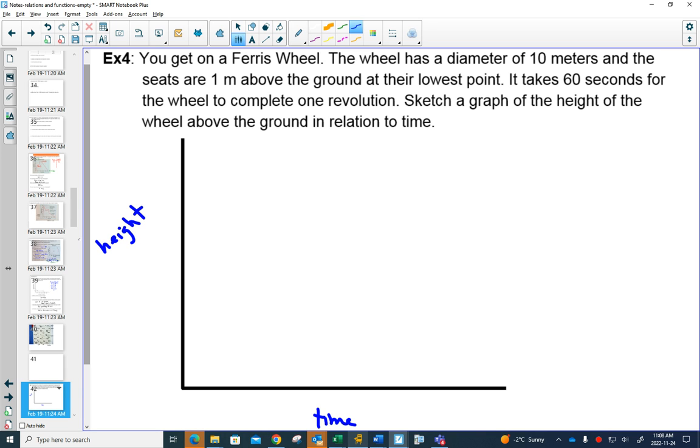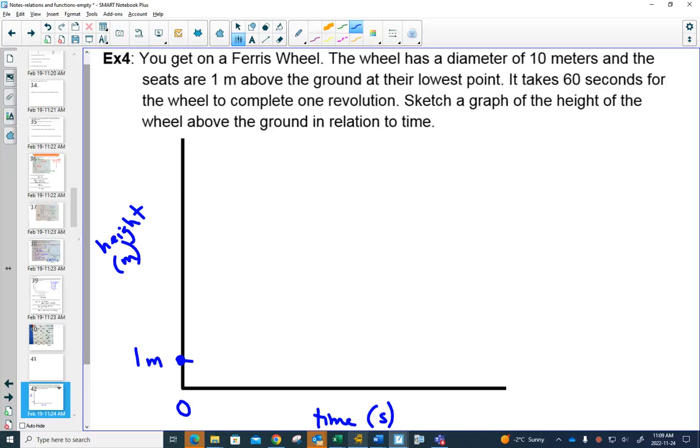We'll start at time 0. Where are you at time 0? How high above the ground would you be at time 0? 1 meter. Because it makes sense that you wouldn't hop on at the top, right? You would get on the bottom. So at 1 meter, sometimes we go height in meters and time, we'll put an S there for seconds. Perfect. So at 1 meter is where you get on.